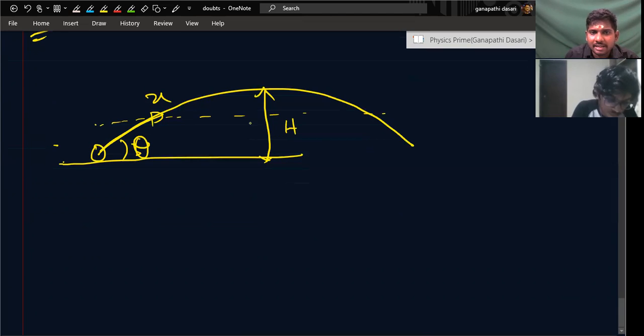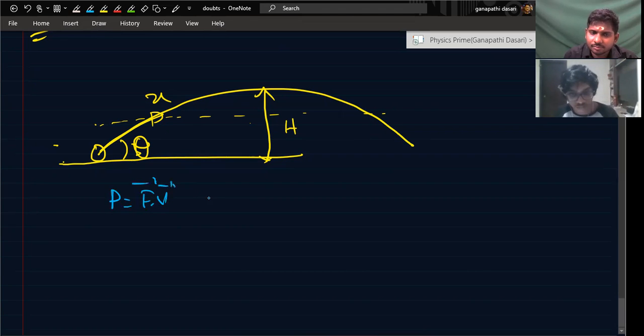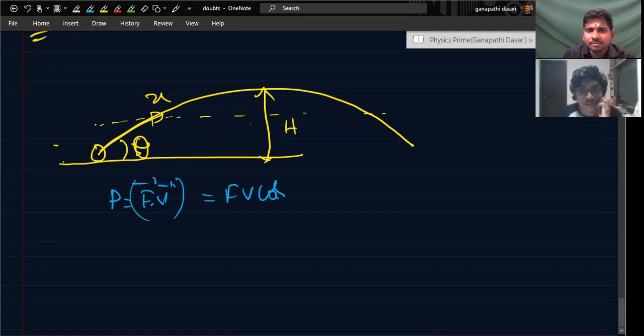Half of its maximum height is. What do you need to find out? Simple. Power is nothing but force into velocity, F dot V. So that means Fv cos theta, or otherwise F dot V directly, vectorially, we can do.